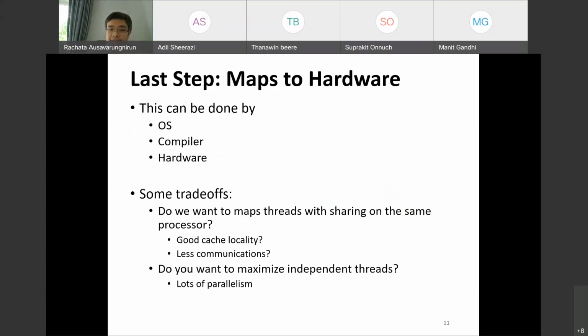And the trade-off here is if you want to map threads onto the same processor, right? If you enrolled in the systems skill class before, I will preach that cache locality is really, really important, right? Another thing that can kill performance is communication between each of the threads, right? And do you want to maximize the number of independent threads and have lots and lots of parallelism and maybe run it on a GPU?